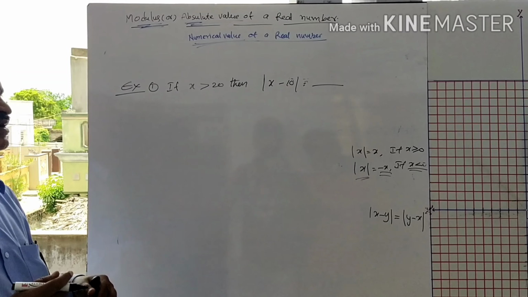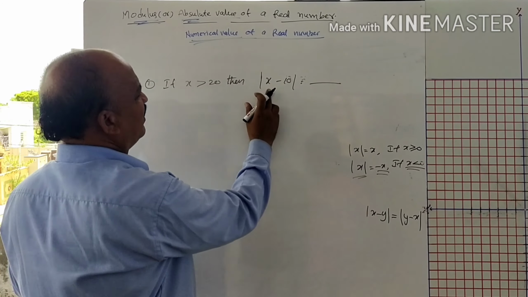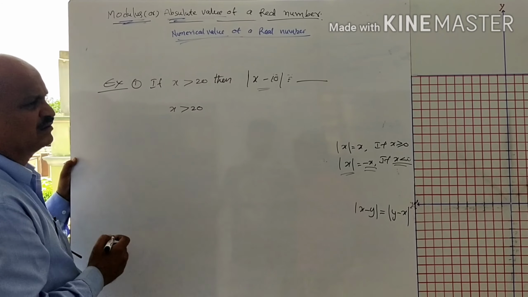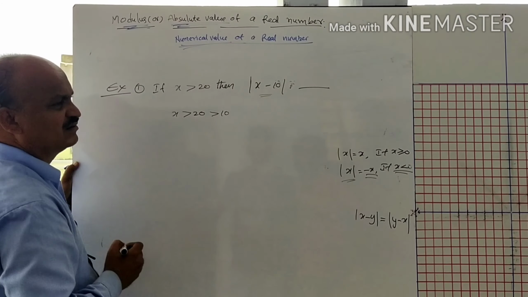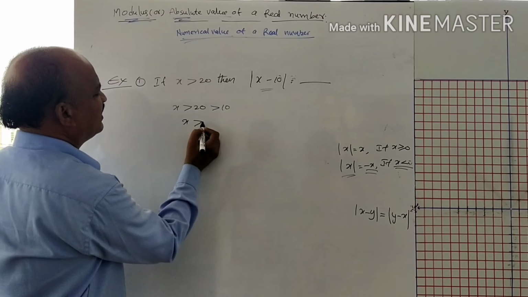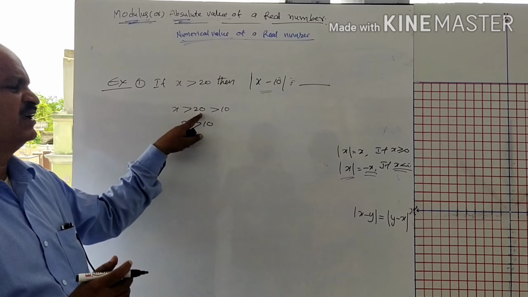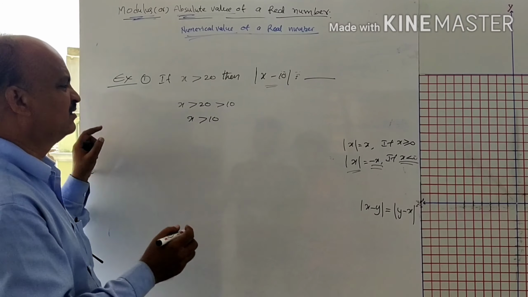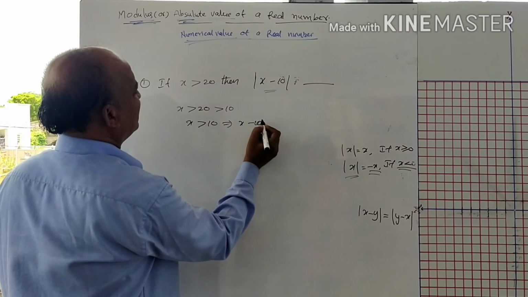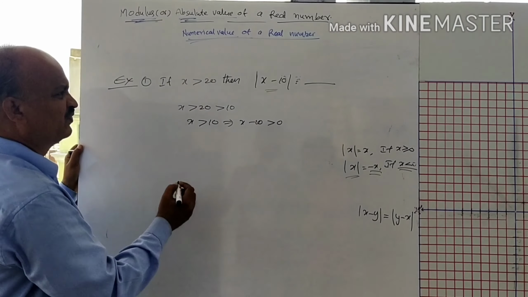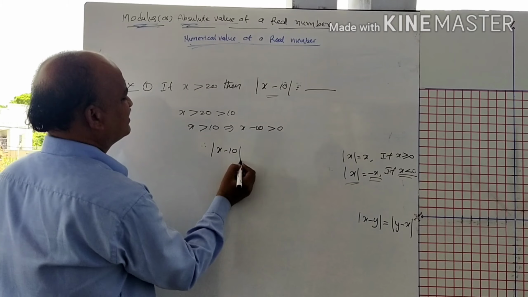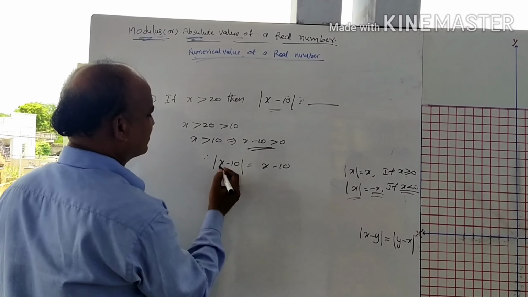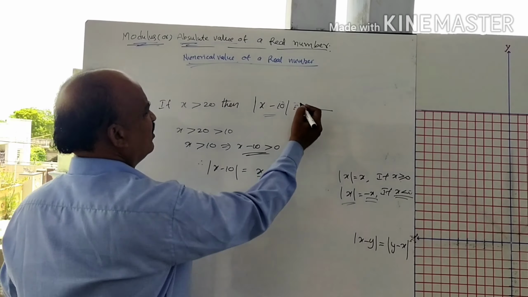If x greater than 20, then what is the value of modulus x minus 10? X greater than 20, 20 greater than 10. So x greater than 10. Hence x is more than 10. Then x minus 10 is more than 0. If more than 0, modulus x equal to x. Modulus x minus 10 equal to x minus 10.